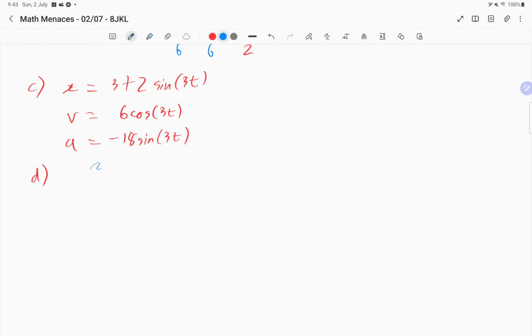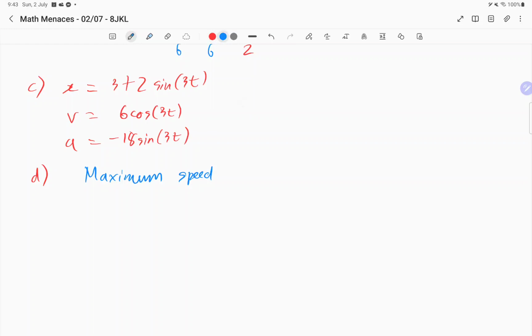Okay, maximum speed. Wait, which question are we doing? How come acceleration is used for maximum speed? Because I thought speed was the same as velocity, but just without direction. It is. But then how come we're using the acceleration one, which is the derivative of velocity? Yeah, very good question.